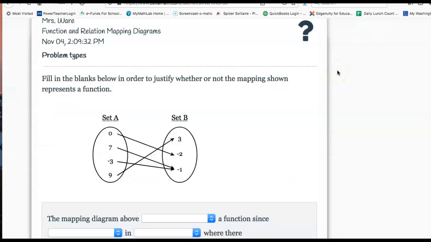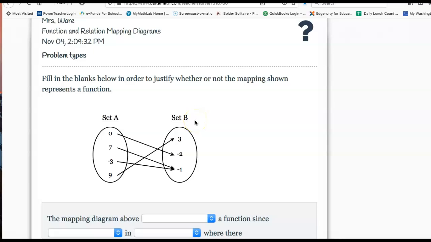Okay, so in this video, we're going to explain the meaning and definition of a function, and how specifically to do the questions on your Delta Math assignment. So this is one way to represent a function. This is called a mapping diagram. You have your input here, your set A, which we also call the domain, and your output here, which is set B, which we could call the range.